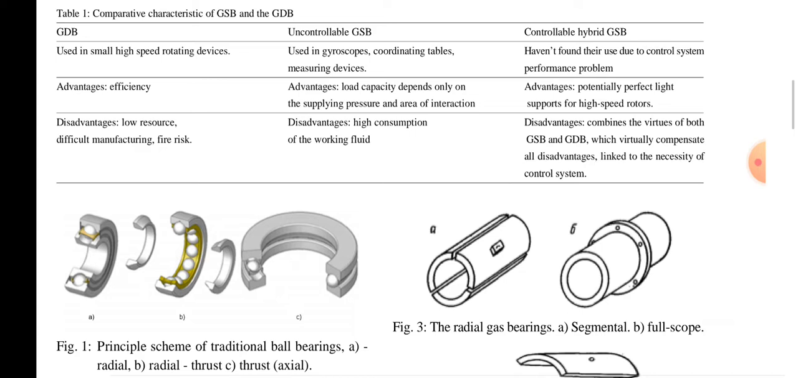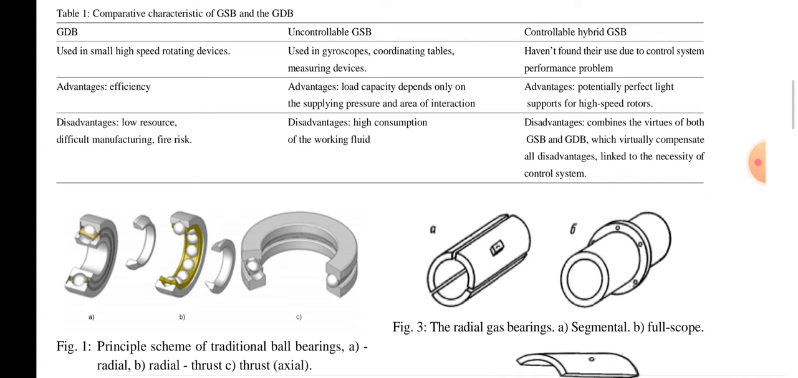Once again I am repeating that for GSB and GDB, GDB is first used for high speed rotating devices, while uncontrollable GSB is used for gyroscopes, coordinating tables and measuring devices. Controllable hybrid GSB haven't found their use due to the control system performance problem. Then again advantages: efficiency is good in the case of GDB, and in uncontrollable GSB the load capacity depends only on the supplying pressure and the area of interaction. So these are the two dependent parameters. Controllable hybrid GSB is potentially perfect light support for high speed rotors.